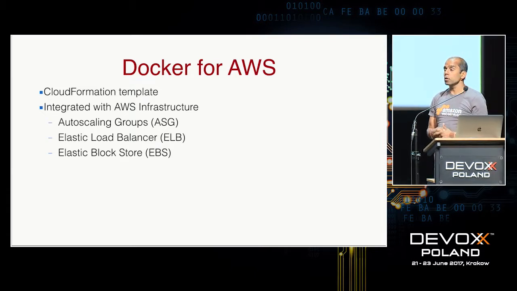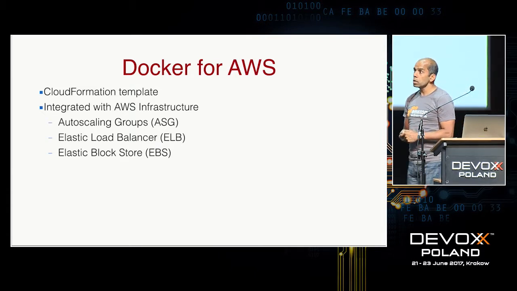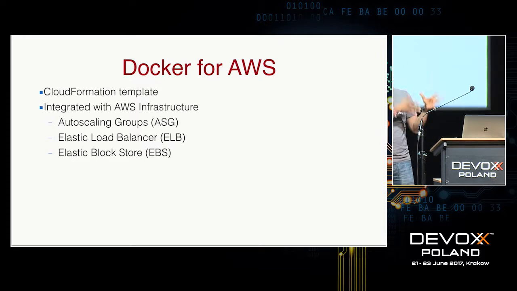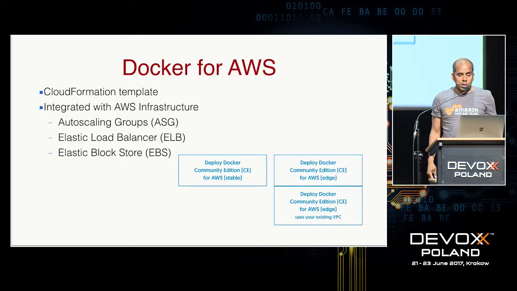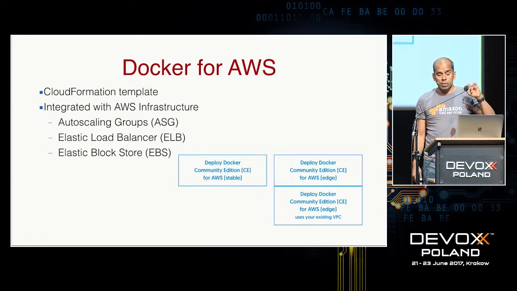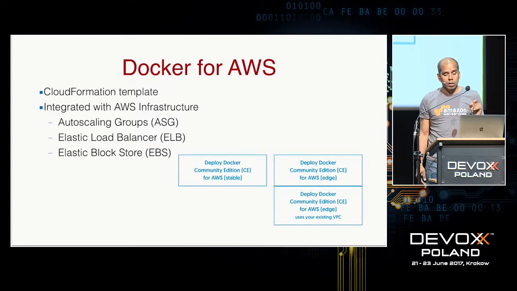It also has connection with EBS. So now you're running, say, stateful containers. Your state could be stored on those EBS stores as well. So once again, you can download Docker Community Edition for AWS, or you can download Docker Enterprise Edition for AWS.